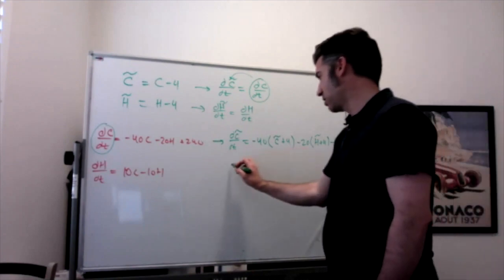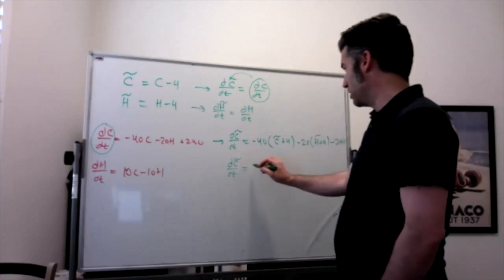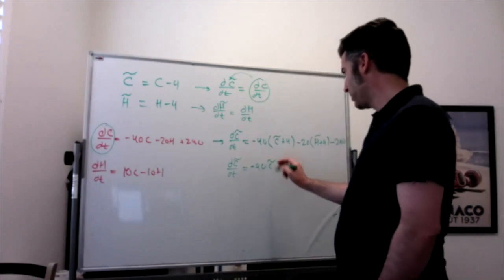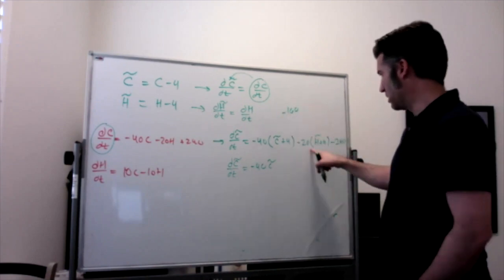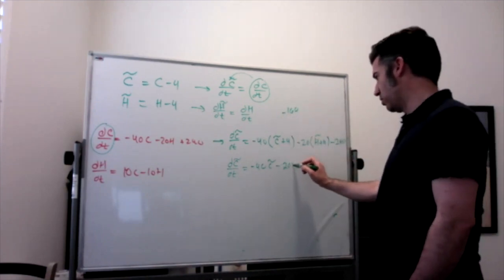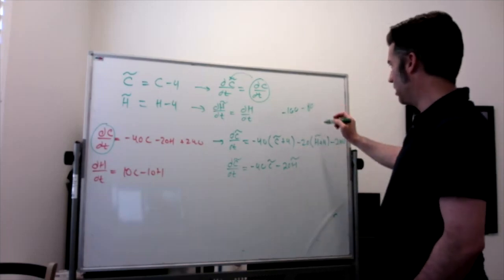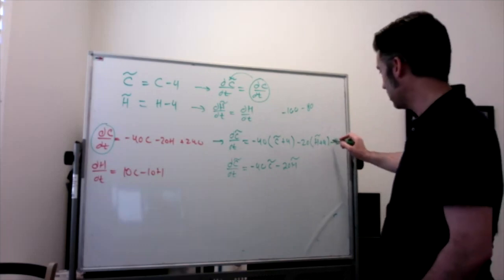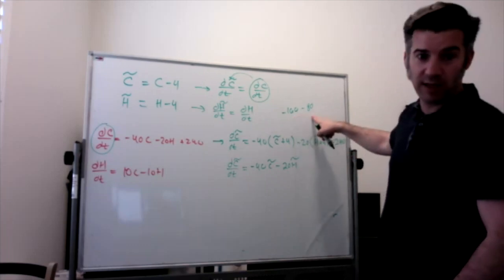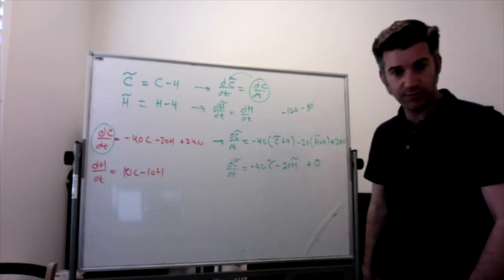Let's double check. We're going to get dc squiggle dt equal to negative 40 c squiggle. Negative 40 times 4 is negative 160. And then we're going to get negative 20h squiggle. And negative 20 times 4 is minus 80. And that should have been a plus 240, but I wrote a minus 240 because I wasn't paying attention. Negative 160 minus 80 is negative 240, plus 240 gives you a 0.